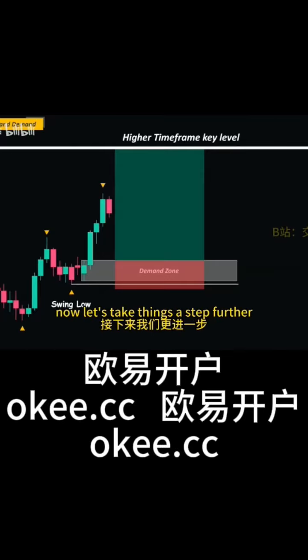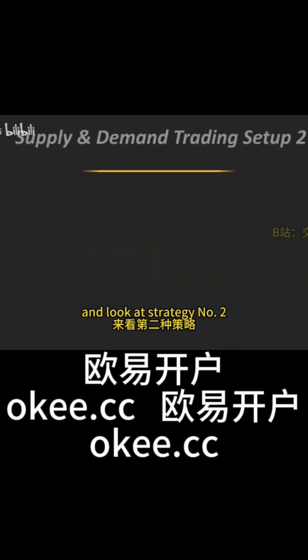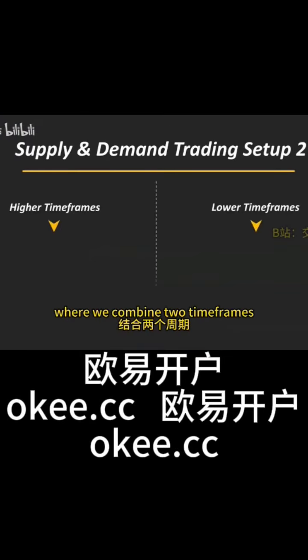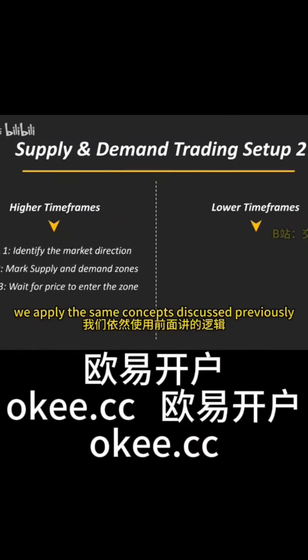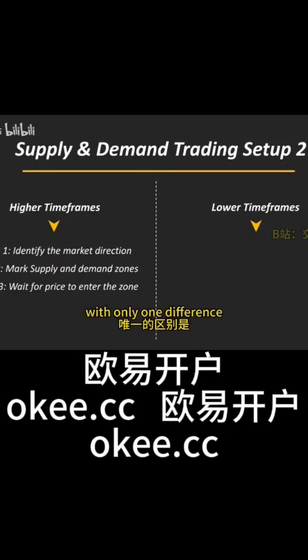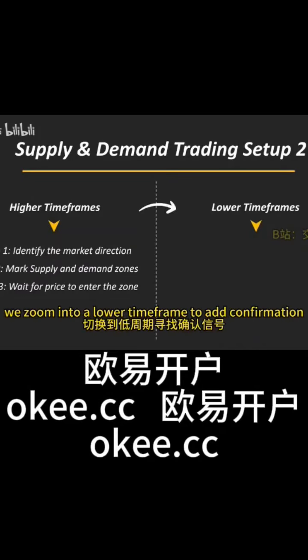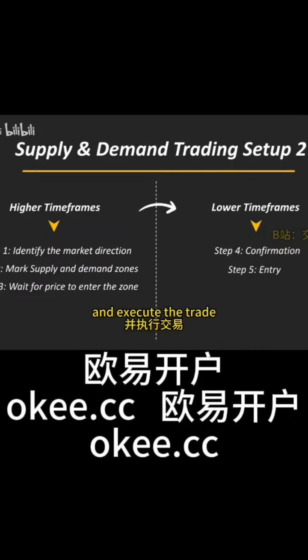Now let's take things a step further and look at strategy number 2, where we combine two time frames for even better trade precision. In the higher time frame, we apply the same concepts discussed previously, with only one difference. We zoom into a lower time frame to add confirmation and execute the trade.